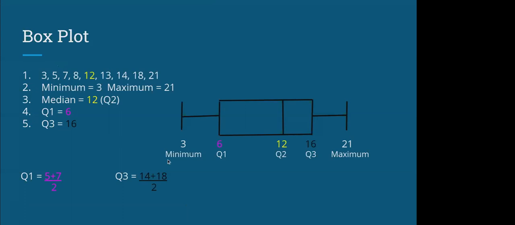And again, remember, this is the order that your numbers go in: the minimum, then the middle of the lower half, then the middle of the data, then the middle of the upper half, and then the maximum. And you get those 5 numbers in steps 2 through 5.